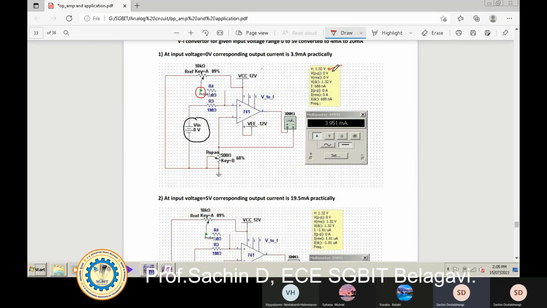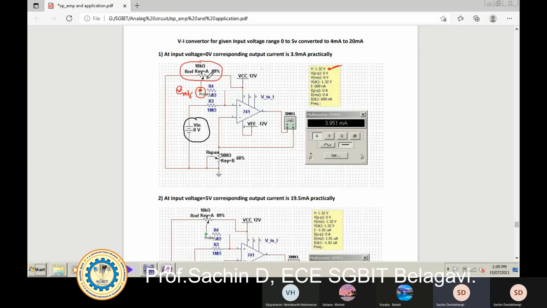So what is the voltage you can see? If you zoom it, this is my E reference. At this point, this is my E reference. I have taken a probe here. This probe reading I am getting is 1.32. Here I am taking it with respect to a potentiometer. I am varying the spot. I have taken the potentiometer at 89%.